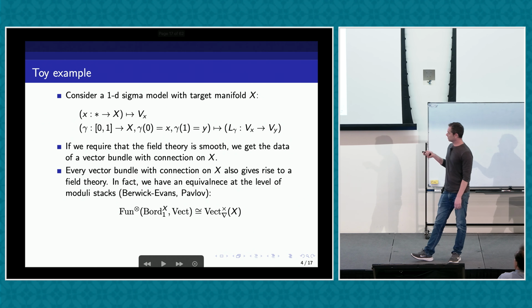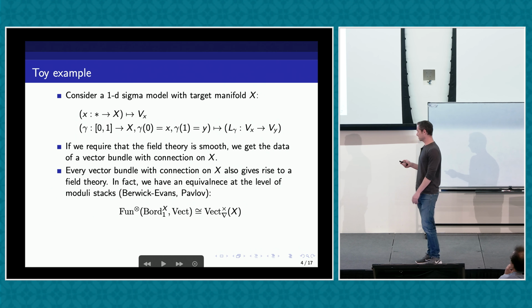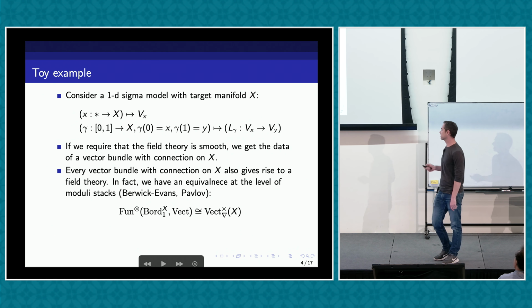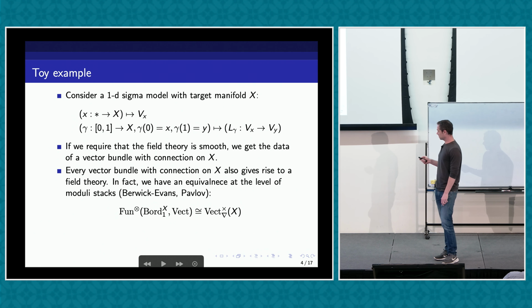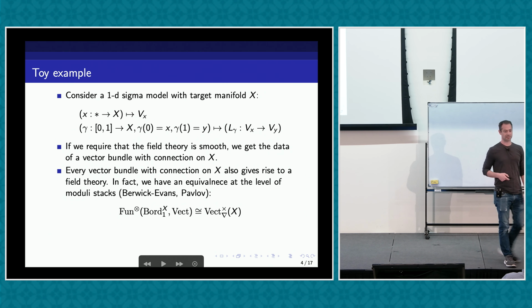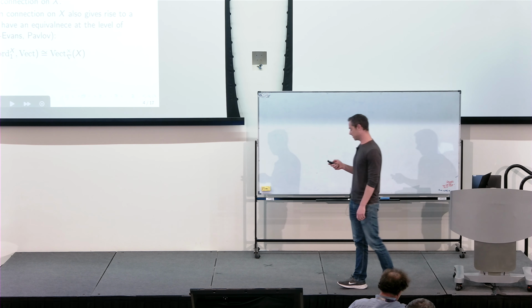And actually, even more is true. Recently, Dan Berwick-Evans and Dmitri Pavlov showed that the whole moduli stack of functorial field theories, where here you have the one-dimensional bordism category with this target X, and the target category for your field theories is just the category of vector spaces, is equivalent to the moduli stack of vector bundles with connection on the manifold X.